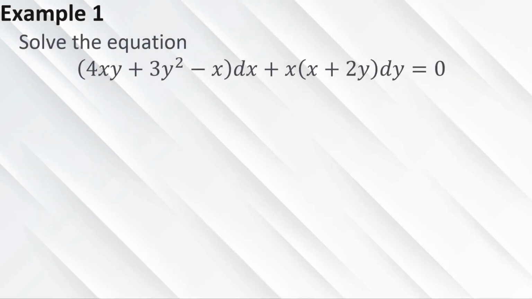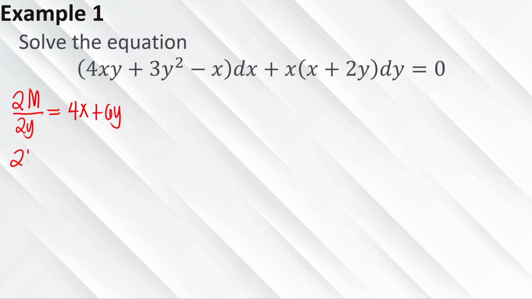Ito. Solve the equation (4xy + 3y^2 - x) dx + x(x + 2y) dy. So ito yung m natin, ito yung n natin. So partial derivative ni m with respect to y, yun yung unang step. Kunin muna natin yung derivative ni m with respect to y. Ibig sabihin, si x ay magiging constant. So, ang derivative ng 4xy is 4x. Derivative ng 3y squared is 6y. And derivative ng x is 0 kasi constant siya.